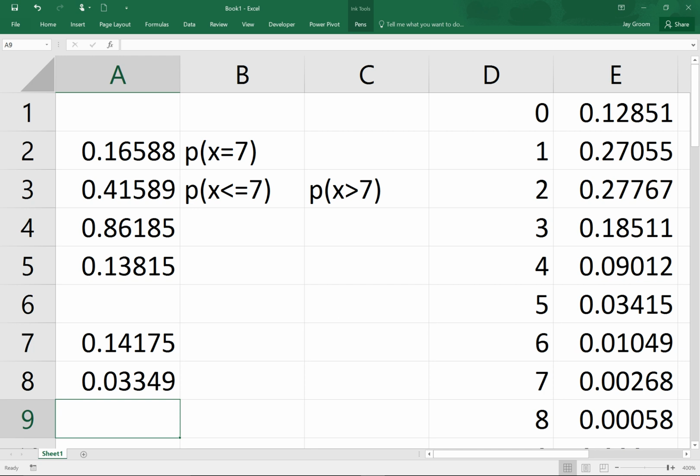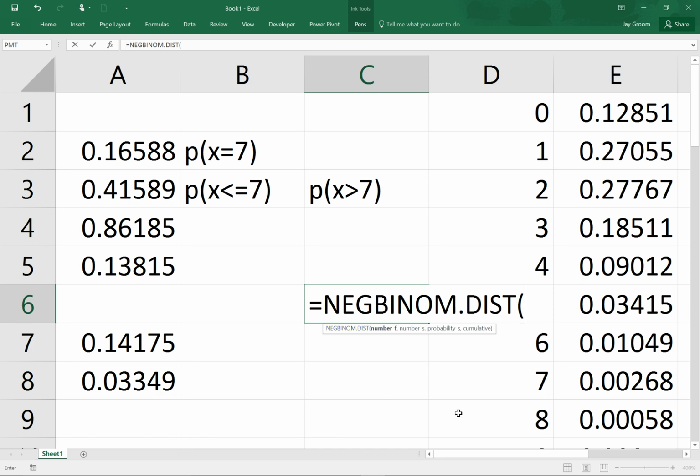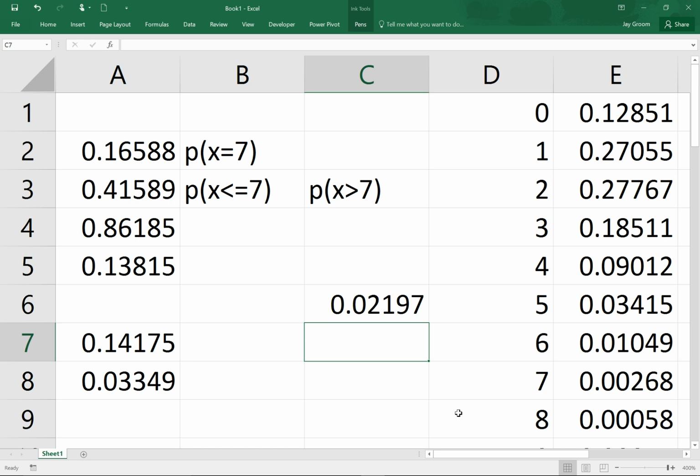It is just equals NEGBINOM.DIST. There it is. So it wants the number of failures first. Well, failures in this case would be boys, yes? So out of 11 kids, how many boys did we end up with? We wanted 3 girls, so the other 8 kids must be failures. Boys, so 8, comma. Number of successes was 3, for 3 girls, right? Probability of success, 0.5. And then comma 0, just like always, because I don't want a CDF, I want a PDF. If you do this, you will get about a 2% chance that happens.